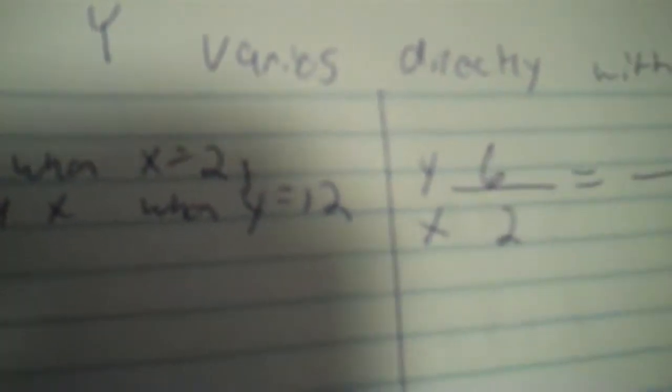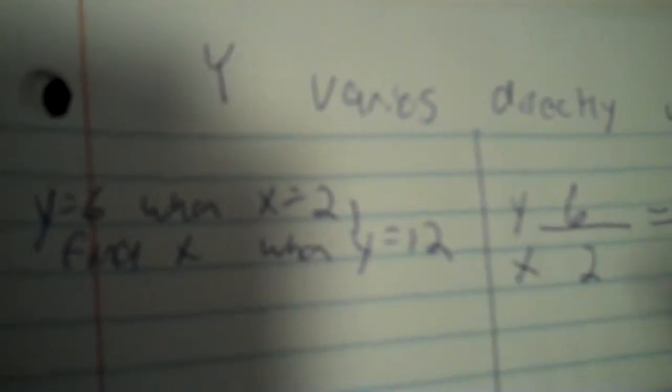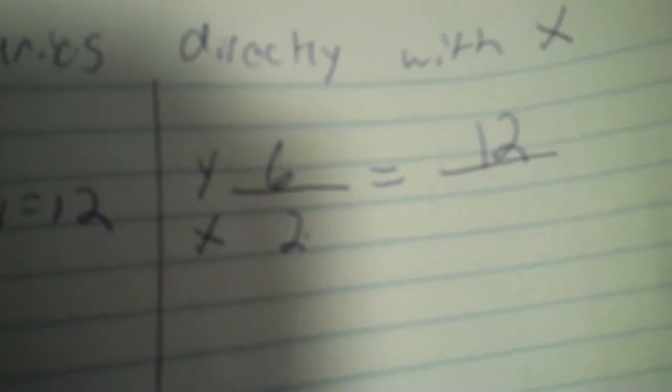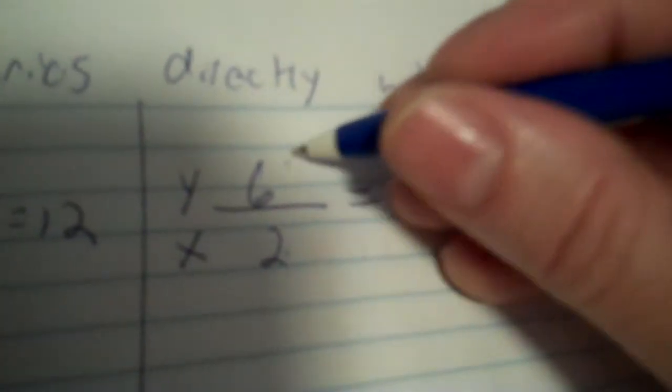So you're going to put 6, that's Y, and then over 2, which is X. I like to always put my X on the bottom for story problem purposes. And Y is actually 12, so you're going to put 12 here. Now you can cross multiply and divide, 2 times 12 divided by 6. You could also say, okay, 6 times 2 is 12, 2 times 2 is 4. So X equals 4. That's your answer.